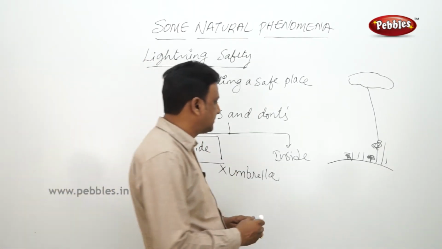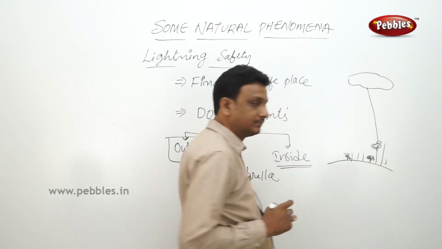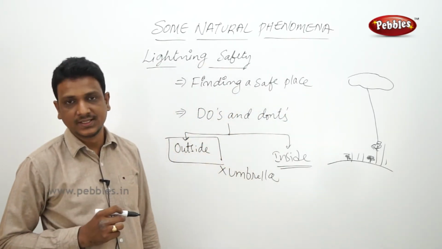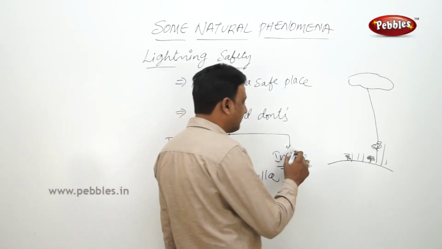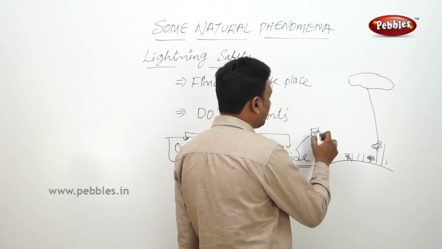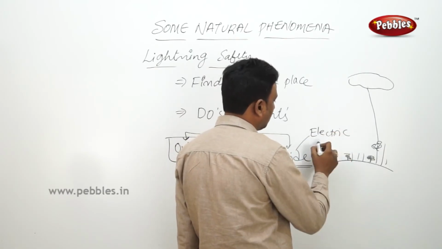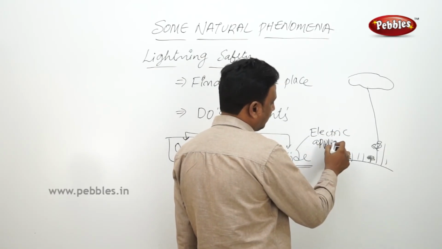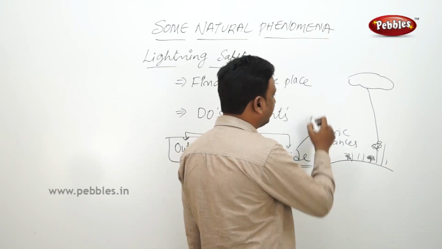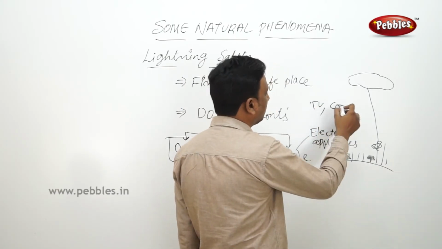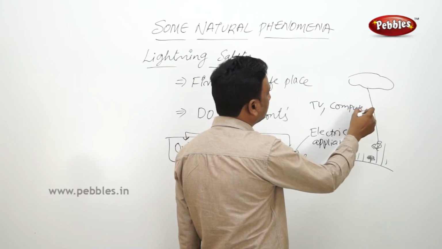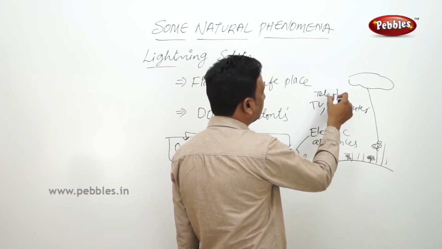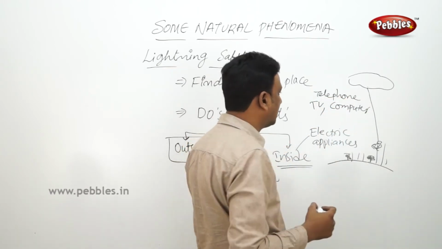Now let us see what is inside. Inside the house, what do you have? Electric appliances. What are they? TV, computer, telephone. These are the things.